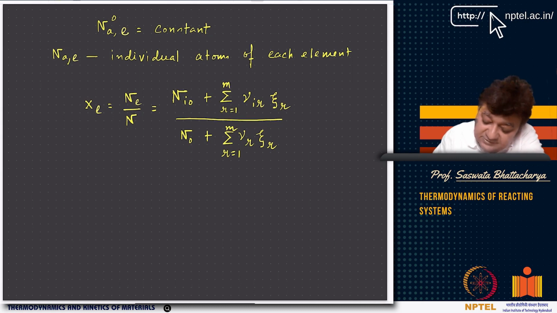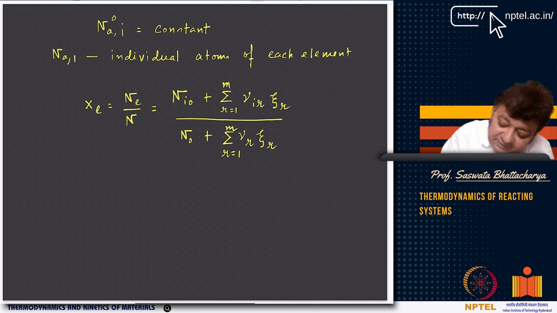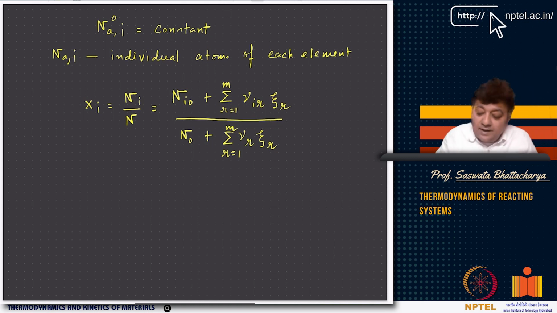So you can call it I or E, it does not matter. This is for I. If I do it for I, the atoms of species I have to be constant for each element, right? If I call it I or E, it does not really matter. What you get is Xi equals Ni by N, and Ni is nothing but Ni0 plus nu IR times the extent, and the total N is N0 plus nu R. So this is going to be your mole fraction for I.